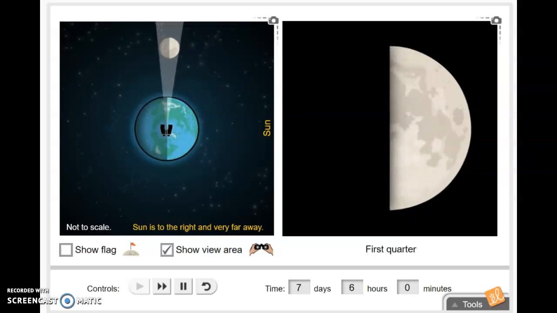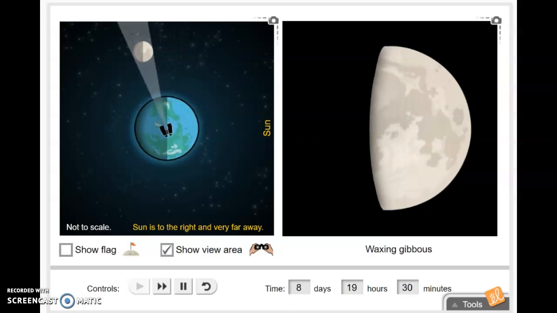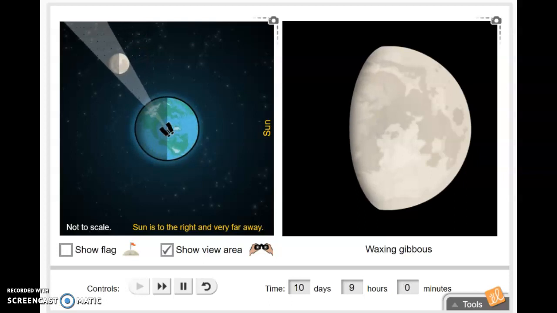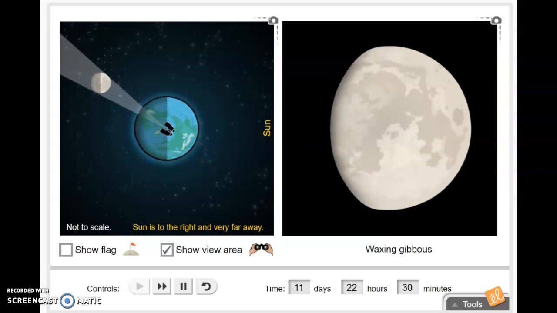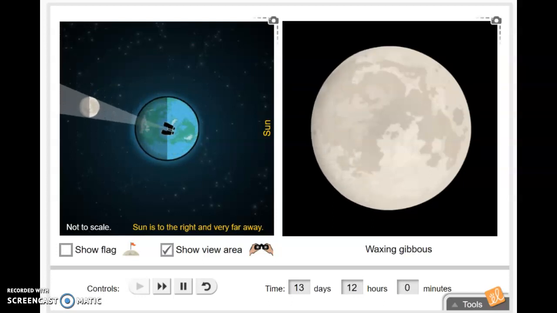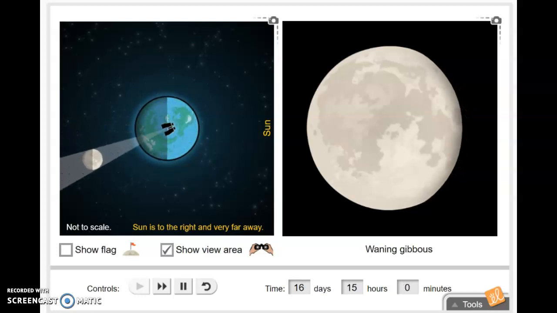And then B, can we always see the same amount of the illuminated side of the moon from Earth? And then you need to explain your answer, okay? Why or why not? And then finally, question 5, why do we see moon phases?